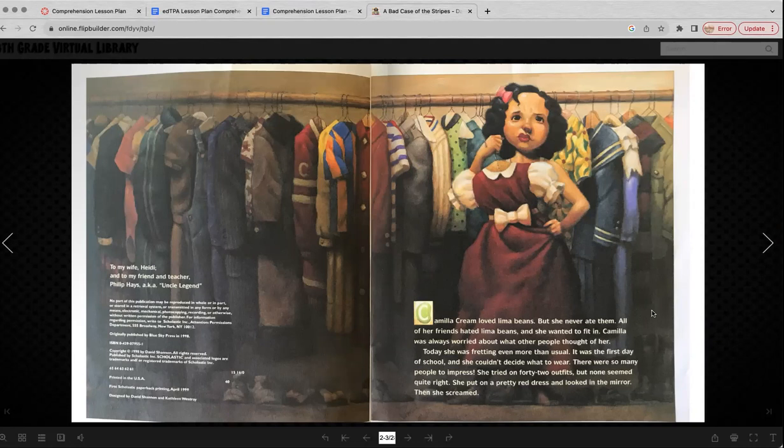So, why? Question for you guys. Why did Camilla never eat lima beans even though she loved them? Yes. And how many dresses or outfits did she try on just now? And can someone tell me why or make a prediction on why she might have screamed? All right, let's see.